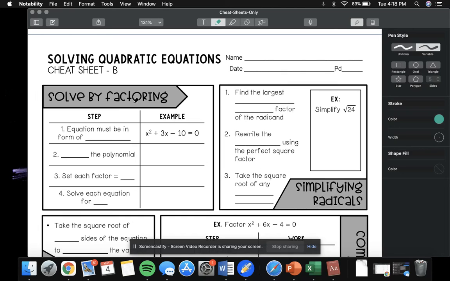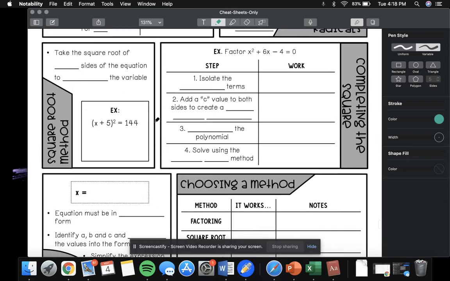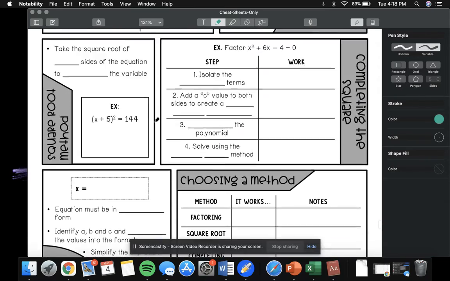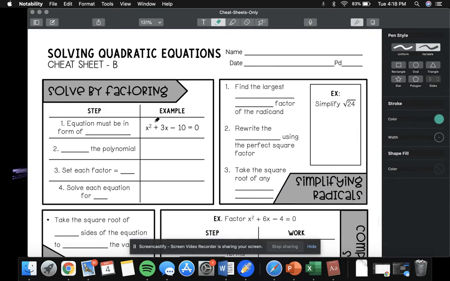Hi, today for the last day of EOC review, we're going to solve quadratic equations. So this was the most recent thing that we did, so hopefully it is not shocking. So go ahead and find your cheat sheet.